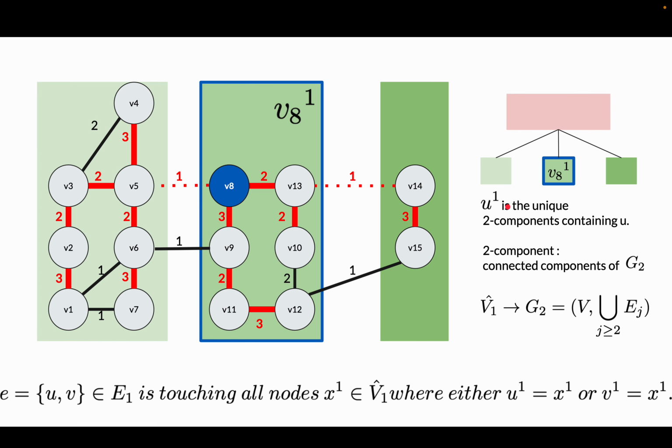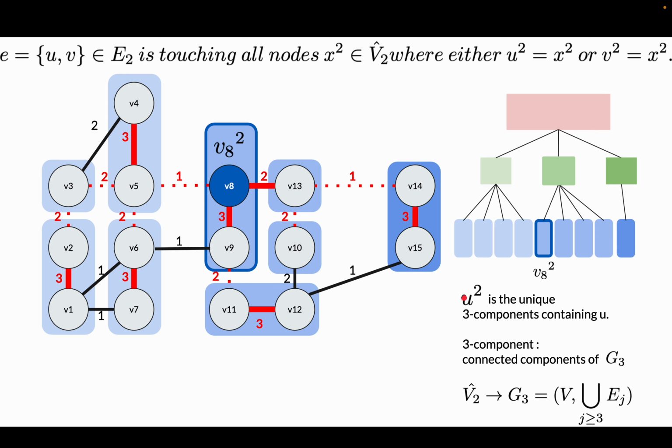Similarly, U1 is the unique 2-component containing U, and the definition of a 2-component, again, is a kinetic component of G2. So there are three kinetic components of G2: this one, the second one, the third one, and the one which contains our V8 is the second one. So U superscript 1 is the second connected component in this graph. Similarly, we can denote U superscript 2, which represents this connected component here.